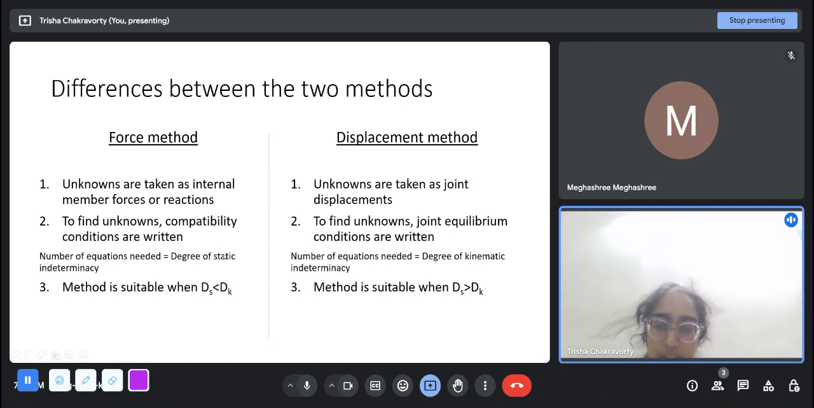So if the degree of static indeterminacy is ds and degree of kinematic indeterminacy is dk, initially, if you are given an indeterminate structure, we should calculate these two values. Because if ds is less than dk, we would prefer to go with the force method, because then we will have a lesser number of equations to solve. And if ds is greater than dk, we will choose the displacement method.